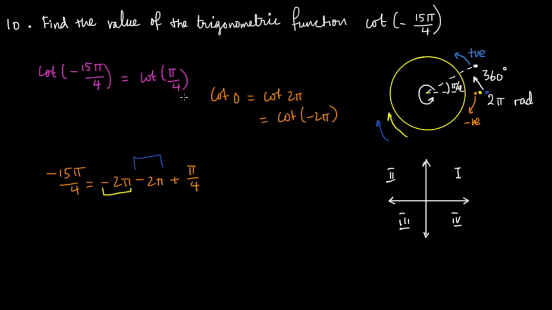So that's why cot(-15π/4) is equal to cot(π/4) finally, and this value is equal to 1. This is a standard angle, and we know its value to be 1. So the answer is 1, and there you have the solution.